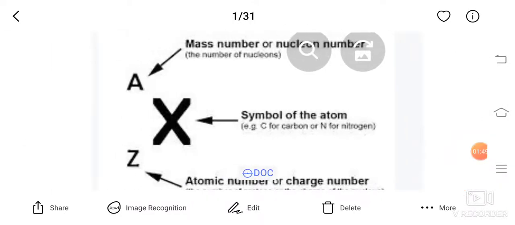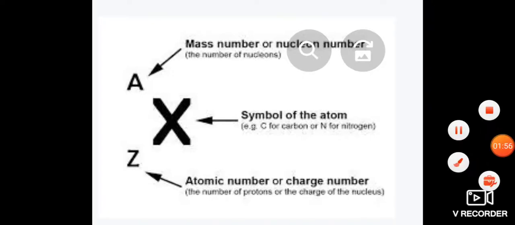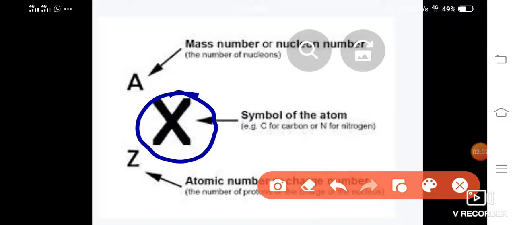Now see, this is the actual way for denoting the element. This is the symbol of the atom, that is if it is carbon, C, if it is nitrogen, it is N. Now the mass number of nucleon is indicated here, A means mass number, and here the atomic number is given.